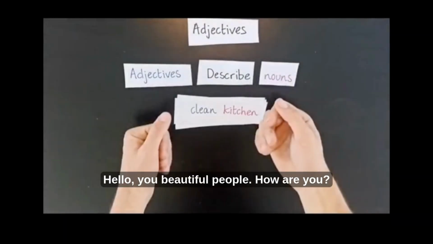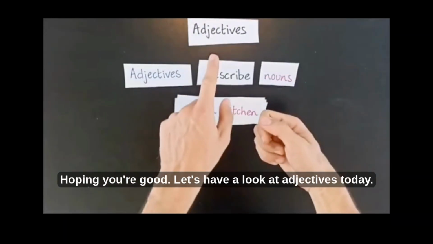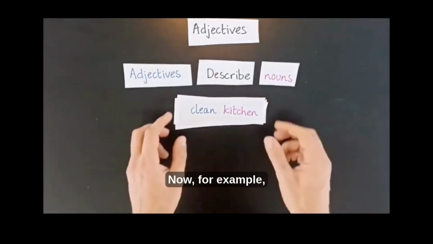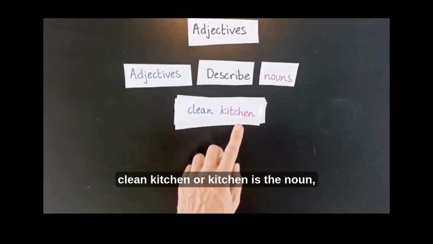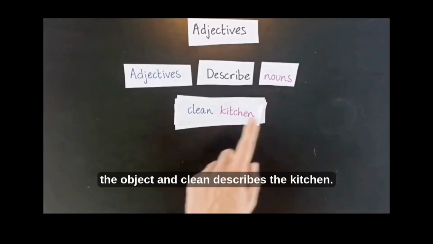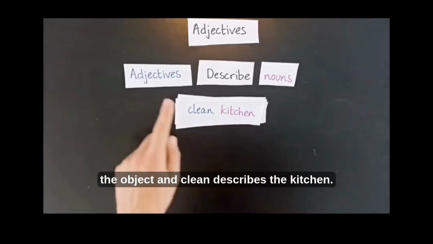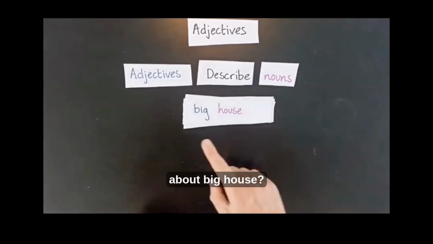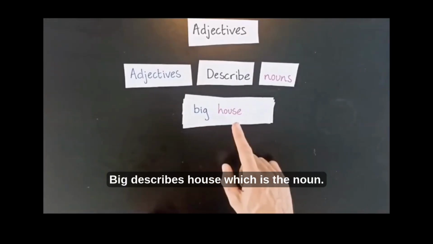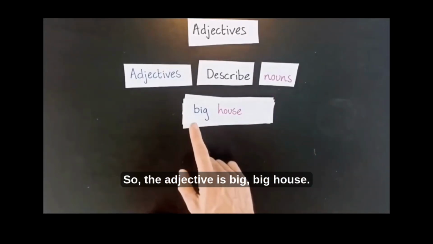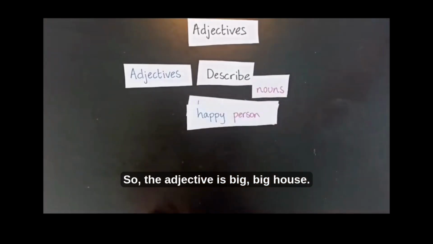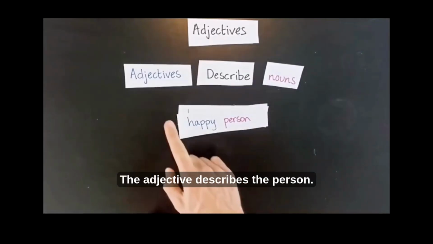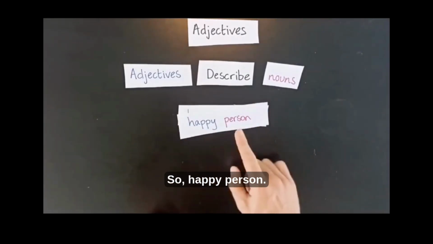Hello all you beautiful people, how are you? Hoping you're good. Let's have a look at adjectives today. Now, adjectives describe nouns. For example, clean kitchen. Well, kitchen is the noun, the object, and clean describes the kitchen, so it's the adjective, clean kitchen. How about big house? Big describes house, which is the noun, so the adjective is big, big house. How about happy person? Happy describes the person, so happy person.